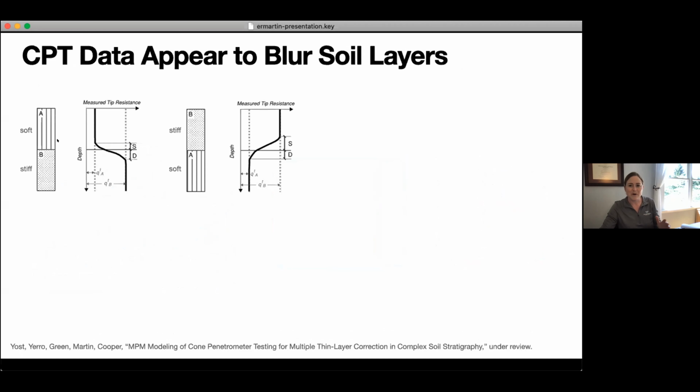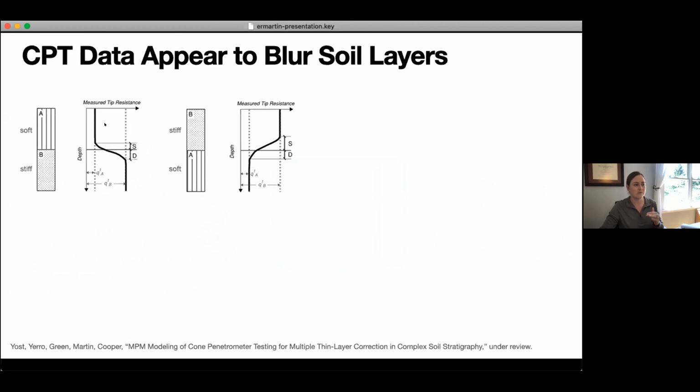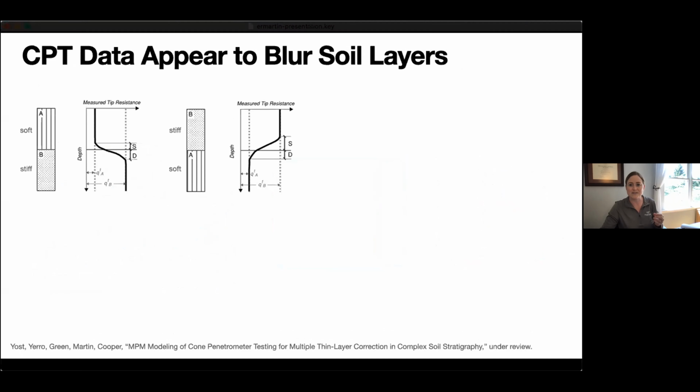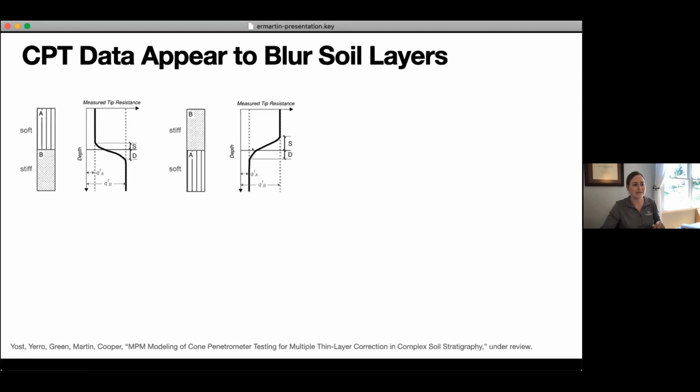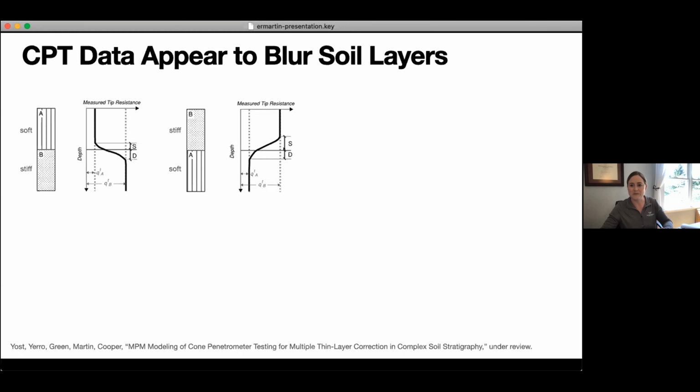This has been modeled in the past with very simple setups. Maybe you have two layers, a softer layer above a stiff layer, or a stiff layer above a soft layer. And people have proposed various simple analytical expressions to try and correct their cone penetrometer data, basically pull out this blurring that happens and pick out where the sharp interface between the soils is. Because when we're working with soils, we often have these sharp interfaces between them.